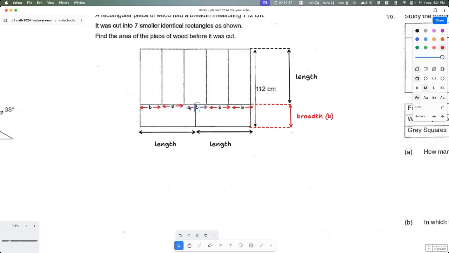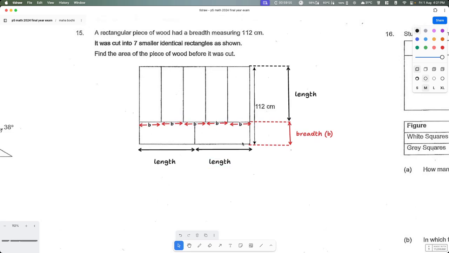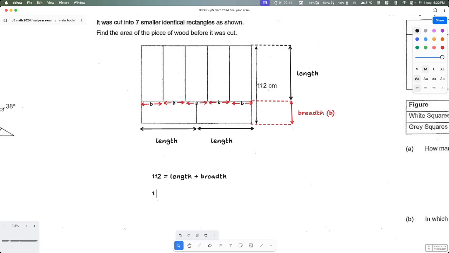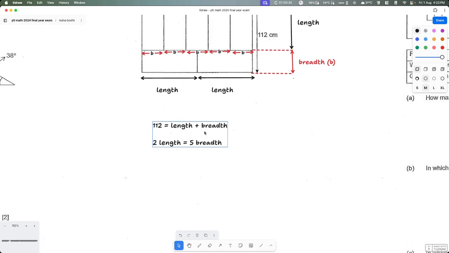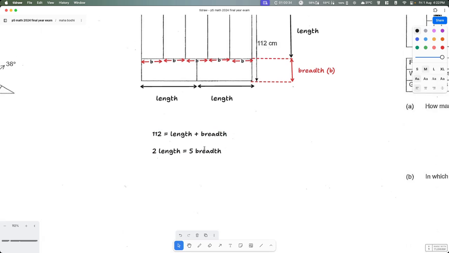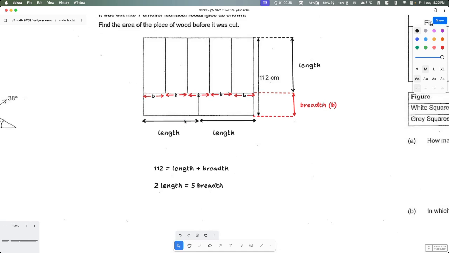From here, can we find a way to get the area of the piece of wood we use? Can we measure the breadth and height over here? Actually, we can. First, we know that 112 is equal to length plus breadth. Then we also know that two length is equal to 5 breadth, since we have 1, 2, 3, 4, 5. Either way, you can swap things in. Two lengths equal 5 breadths, and one length plus one breadth is 112.